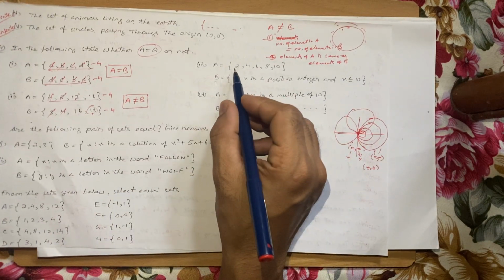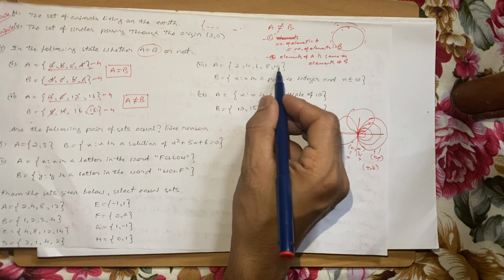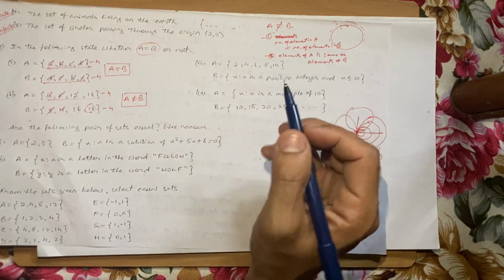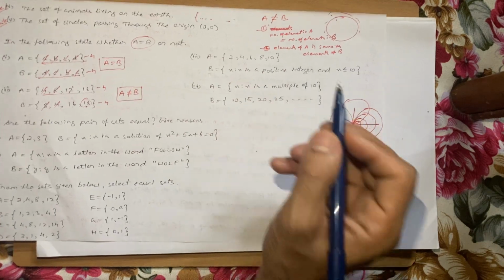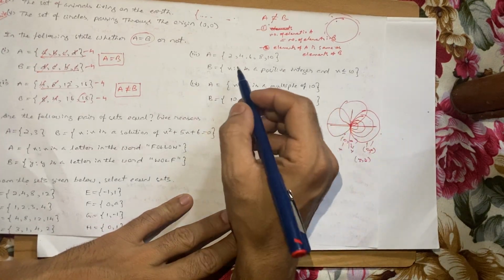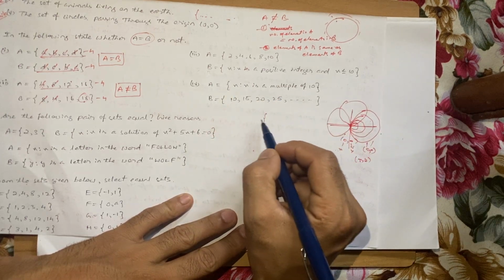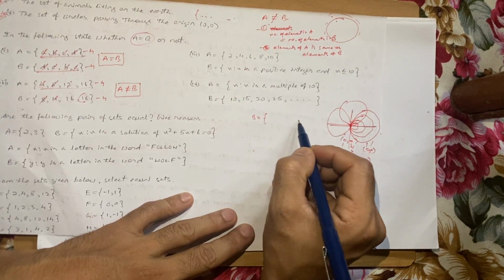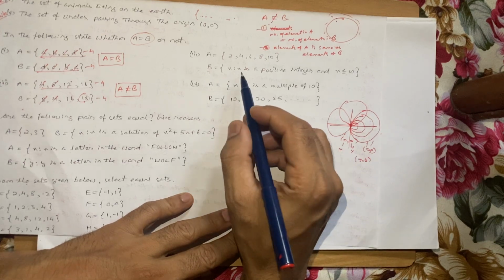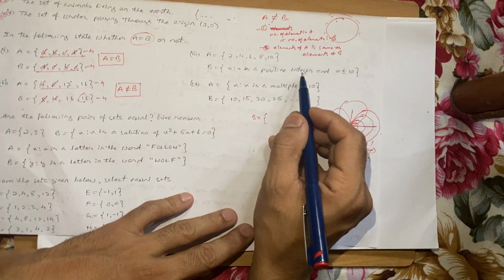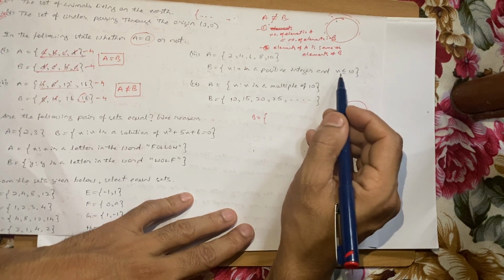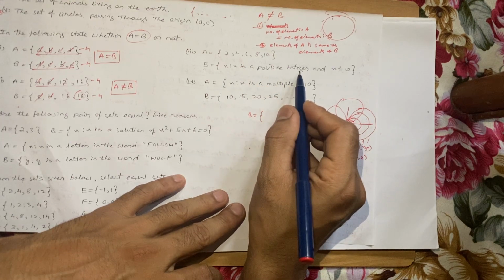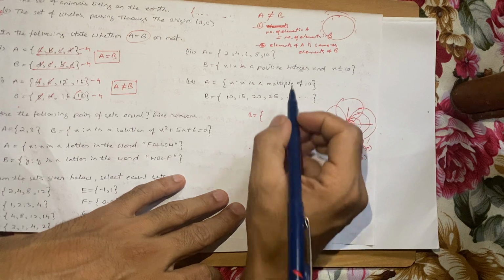Now let's look at the next one. Set A is 2, 4, 6, 8, 10. These are the even numbers, right? 2, then 4, then 6, then 8, then 10. And here set B is in set builder form, so let's try to get it in roster form so that we can check what the elements are. Each element has been assumed to be x, and what is the nature of each element? Each element x is a positive integer, and x is less than or equal to 10. So tell me now, what is a positive integer which is less than or equal to 10?